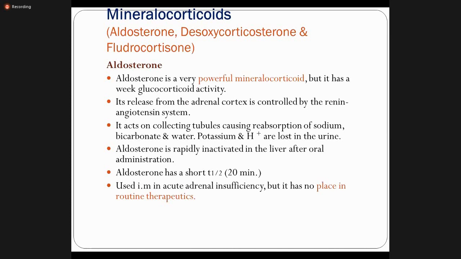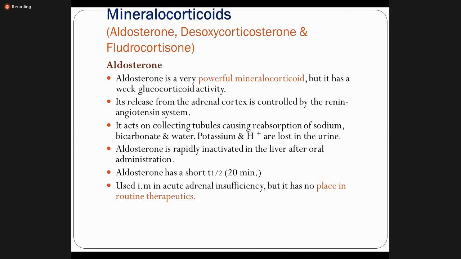Now, mineralocorticoids: we have aldosterone, desoxycorticosterone, and fludrocortisone. In the beginning, we already discussed aldosterone. Aldosterone is a very powerful mineralocorticoid, but it has weak glucocorticoid activity, right? It is released from the adrenal cortex and is controlled by the renin-angiotensin system. It acts on the collecting tubules, causing reabsorption of sodium, bicarbonate, and water. Potassium and hydrogen are lost in the urine.